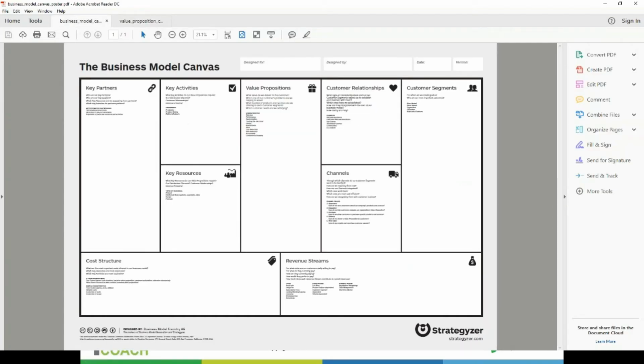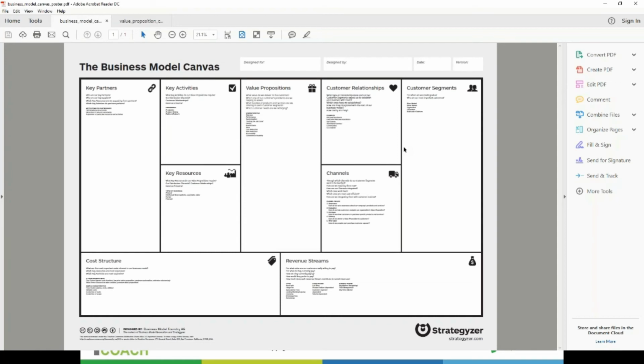As I mentioned, the business model canvas consists of nine building blocks. The cheat sheet that I provided you will go through each one of these. I'll just make some comments about each one of them. Customer segments, of course, is extremely important. This is who your customers are, understanding who they are and what their needs are.